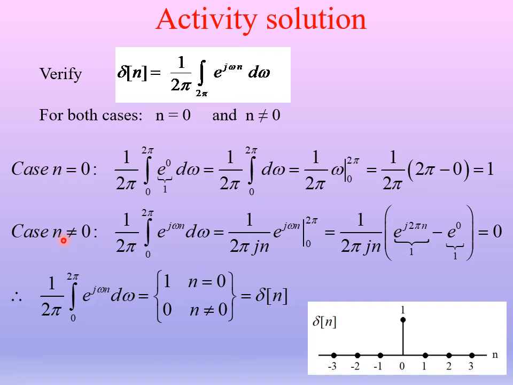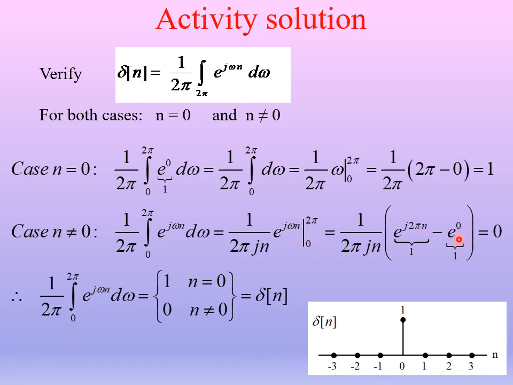Now, the next case is for when n is not equal to 0. In this case, we're going to leave that n there, but remember, n is an integer. To integrate here, remember that when we integrate an exponential function, which is a very fundamental integral, whatever is in front of the omega comes out in front. So we have jn, and that comes out underneath, next to the 2 pi. We have to evaluate e to the j omega n from 0 to 2 pi. When we plug in 2 pi, we get e to the j 2 pi n, and then minus e to the 0.